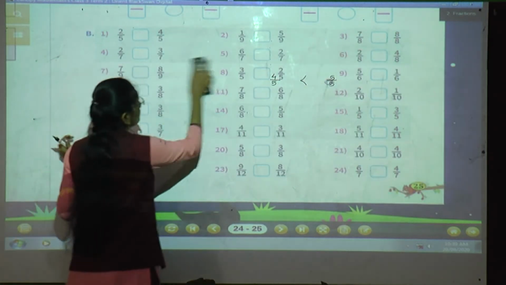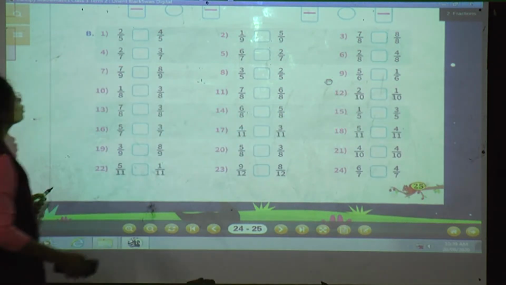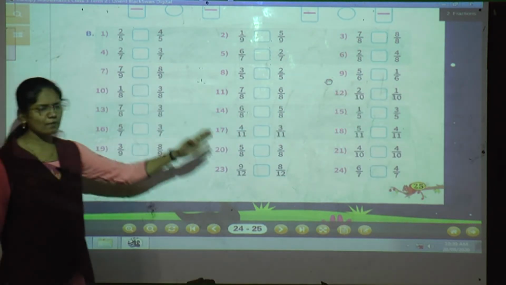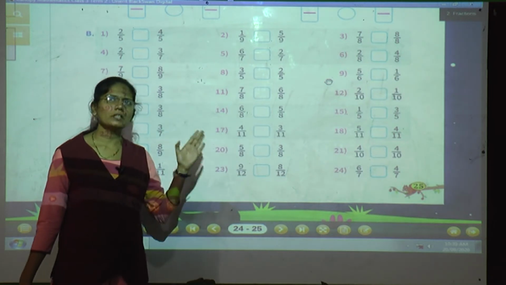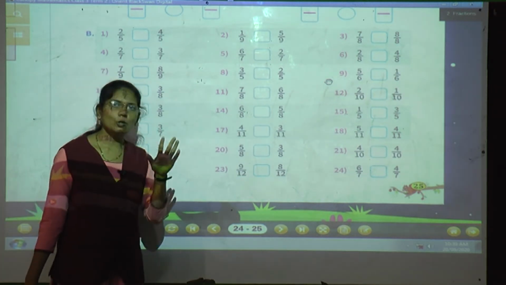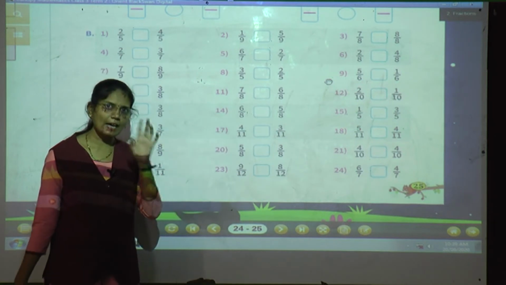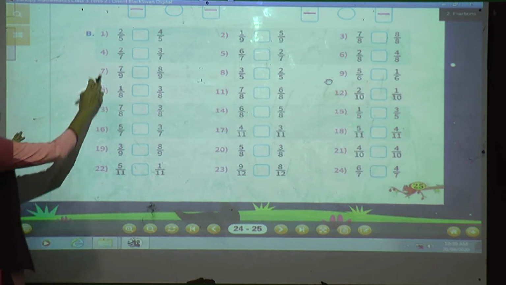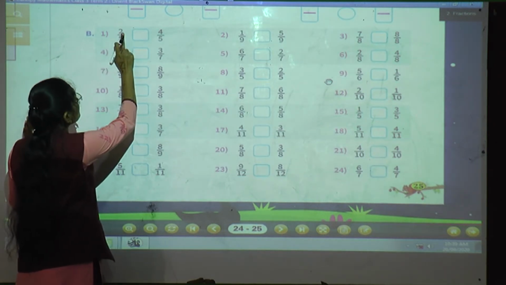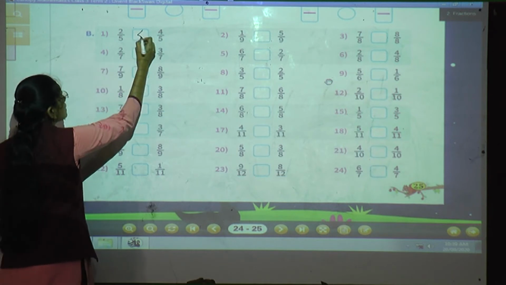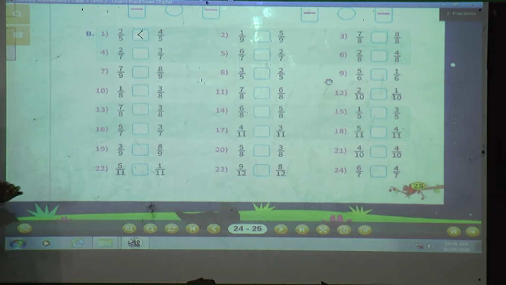First example, 2 by 5 and 4 by 5. See students, all are like fractions only. So no need to see the denominator, you have to focus only on the numerator because all the fractions are like fractions. So only compare the numerator. Now see the first example. Here the numerator is 2 and here 4. So 4 is greater than 2. So this fraction is greater than 2 by 5.